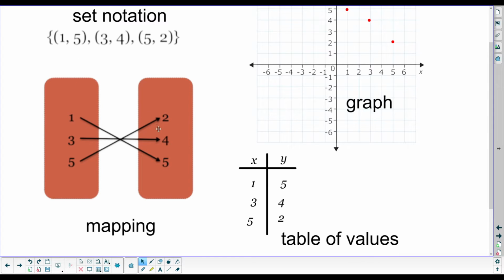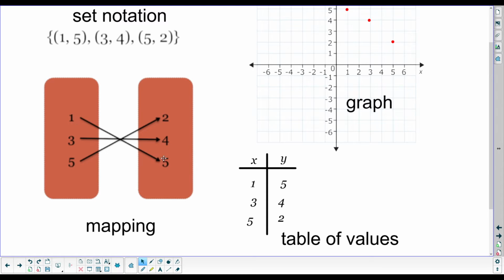Another way that you'll sometimes see relations written out is with what's called a mapping. Okay, so in a mapping, they show the two sets of numbers here. This is the domain numbers on the left. So 1, 3, and 5. Again, they're written in order from smallest to largest. And then these are the range numbers on the right-hand side. So again, in order, right? 2, 4, and 5. And the mapping shows how those things are related.